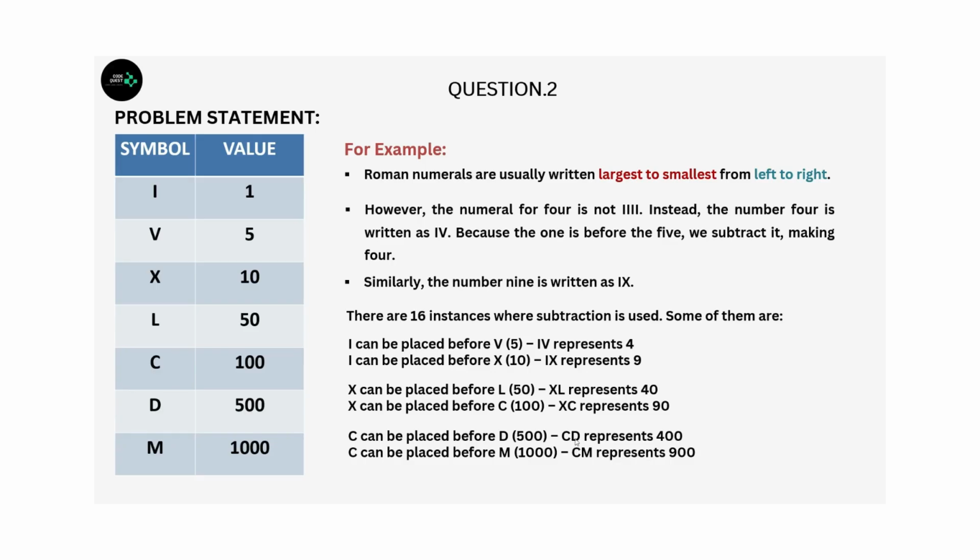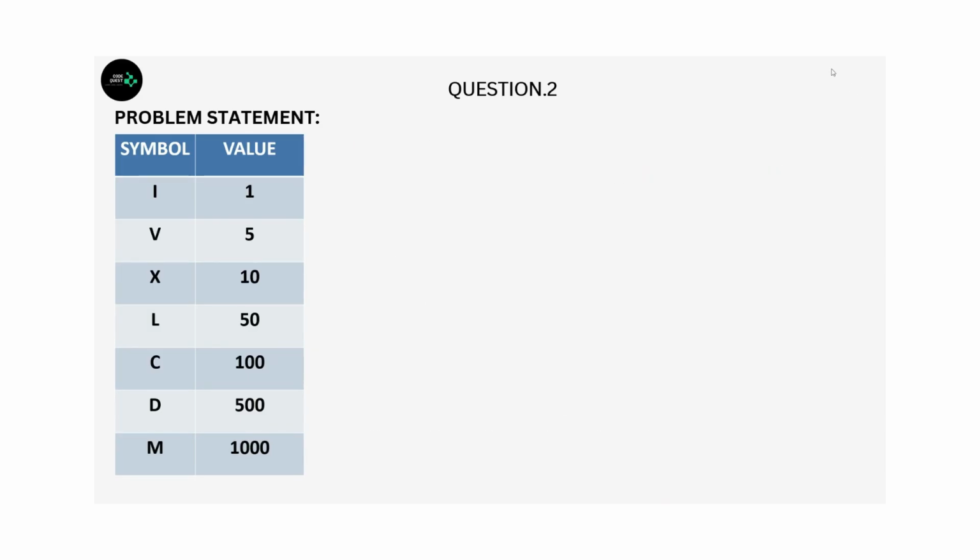Similarly, if I am writing CD, where D represents your 500 and C represents 100, so 500 minus 100 makes it 400. And when you write CM, so M represents 1000 and C represents your 100, so 1000 minus 100 makes it 900. So sometimes we need to go by the subtraction to achieve the corresponding integer value so that I can write a correct format of the numerals. So before we deep dive into the logic of how to solve this problem, let us see some sample inputs.